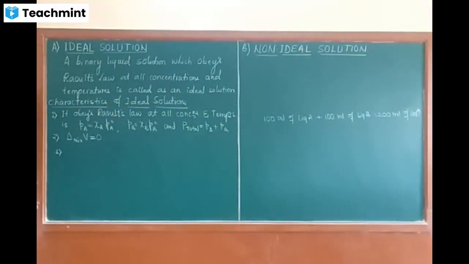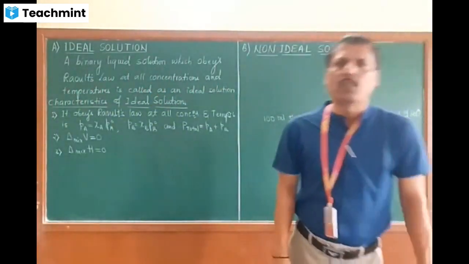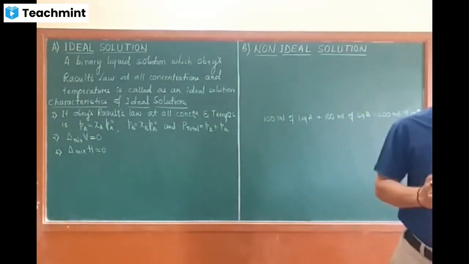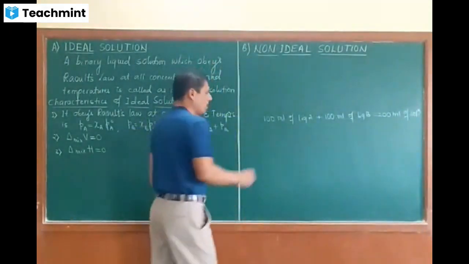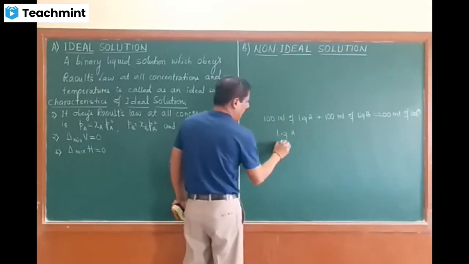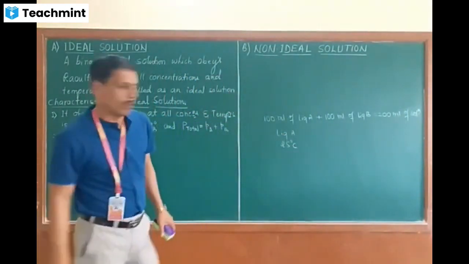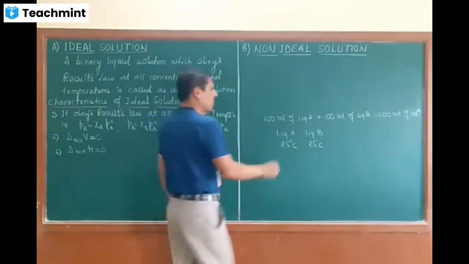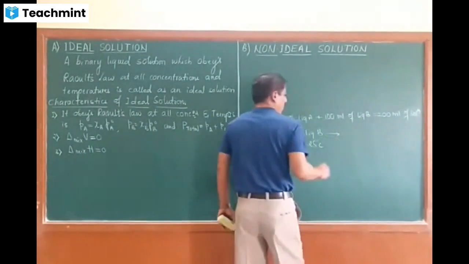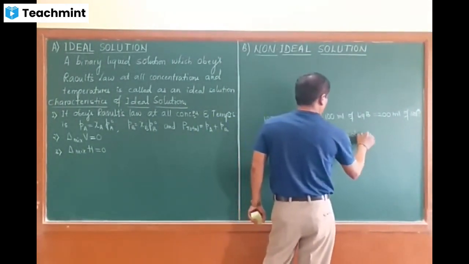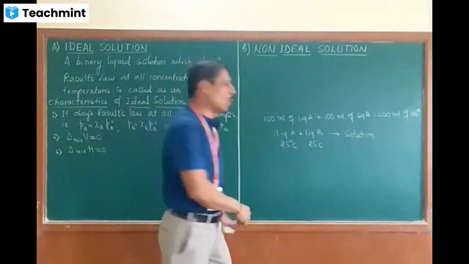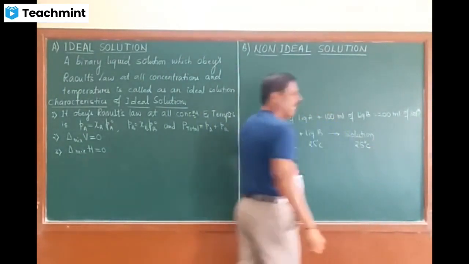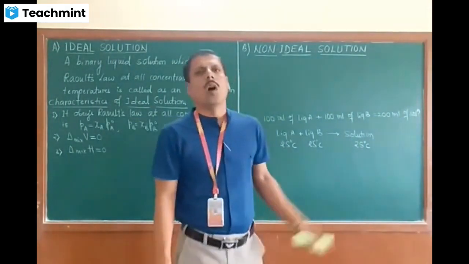Then, coming to delta mix H, which is also equal to 0. Delta mix H here means enthalpy, heat energy. Is it right? Suppose you have taken liquid A at 25 degrees Celsius and liquid B is also at the same temperature, 25 degrees Celsius. When you mix these two, what are you going to get? You are going to get a binary liquid solution. If the temperature of this solution also remains the same, there is neither increase in the temperature nor decrease in the temperature.